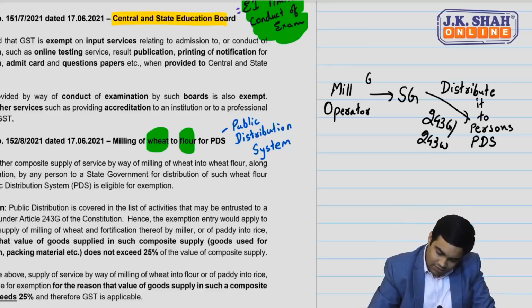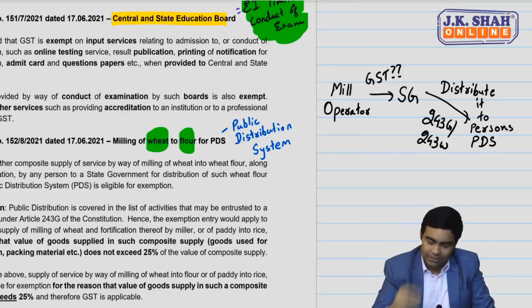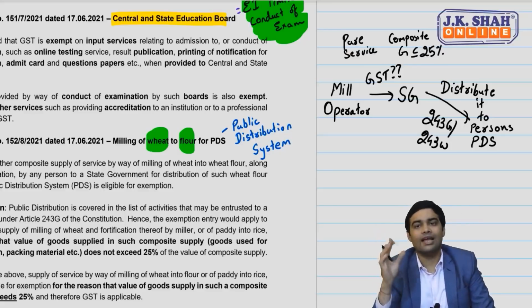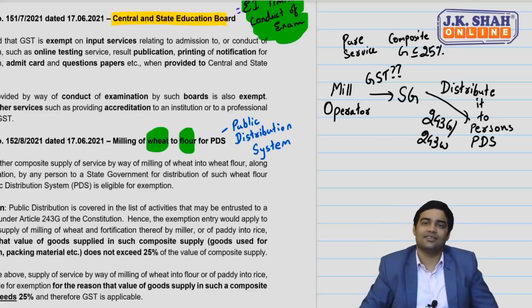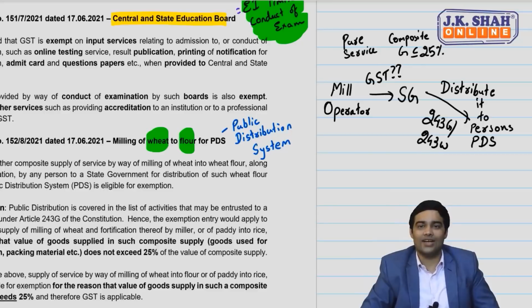Question to you is whether GST will apply here. Now, when is GST not applicable? GST is not applicable if it is a pure service or it is a composite service where goods element is not more than 25%. But tell me one thing, in case of conversion of wheat to flour and flour is being supplied, sir, that is goods, sir, goods being supplied, goods element is more than 25%.